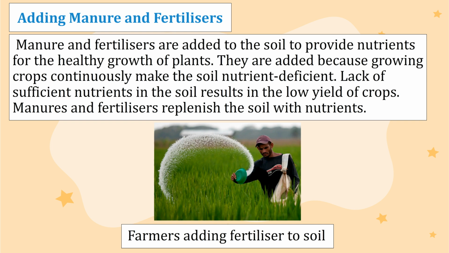Sowing of seeds. Adding manure and fertilizers. Manure and fertilizers are added to the soil to provide nutrients for the healthy growth of plants. They are added because growing crops continuously make the soil nutrient deficient. Lack of sufficient nutrients in the soil results in the low yield of crops. Manures and fertilizers replenish the soil with nutrients. Farmers adding fertilizer to soil.